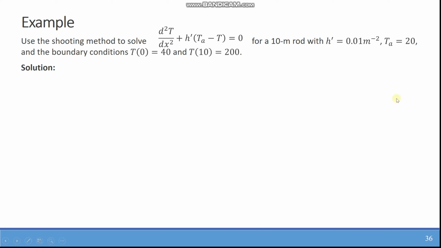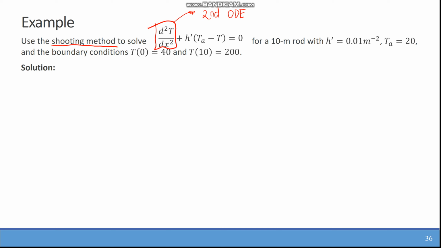So we have a sample here. This is a second order ordinary differential equation. And then it says we are going to use the shooting method to solve this one.